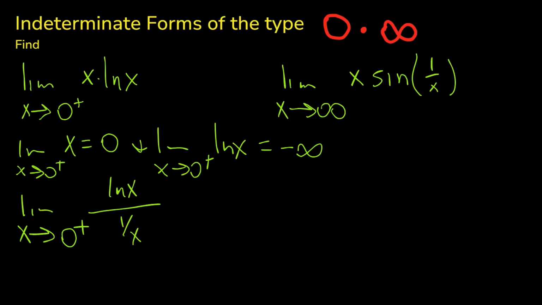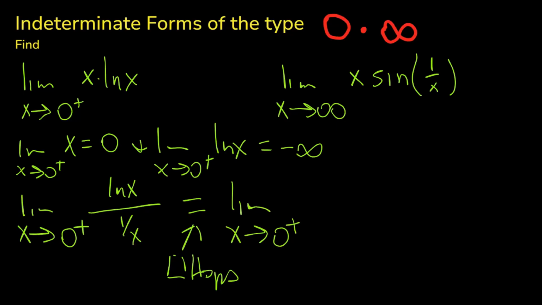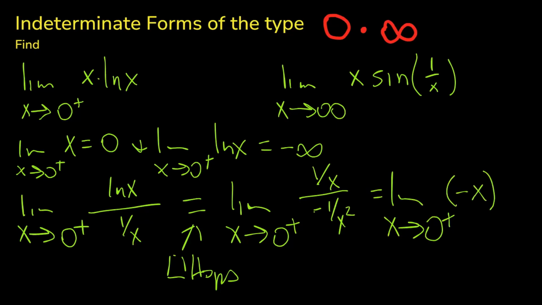And we wrote it like this because now this is the indeterminate form of the type infinity over infinity. So we could use L'Hopital's rule. The derivative of the numerator is 1 over x. The derivative of the denominator is negative 1 over x squared. And this simplifies to just negative x. So that limit is equal to 0.